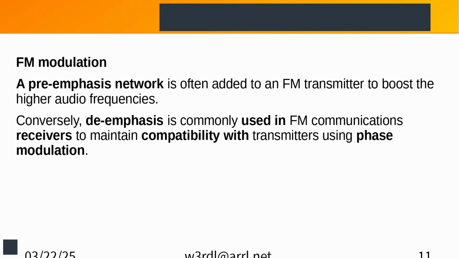For FM modulation, a lot of times they'll add what's called a pre-emphasis network so they can boost the higher frequencies, similar to what you see in amateur radio compression, where you're essentially shifting the audio frequencies towards the high end. They do that with the pre-emphasis circuit in FM transmission, and you'll have a de-emphasis circuit in the receiver. No, not Dolby.